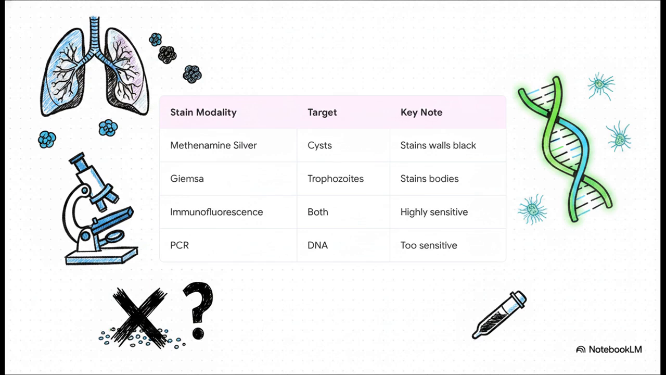Methenamine silver, or GMS, is brilliant for staining the cyst walls black, but it will not show you the trophozoites. If you want trophozoites, you need a Giemsa stain. Immunofluorescence is fantastic because it highlights both. But watch out for the PCR trap. PCR on BAL fluid is incredibly sensitive. Actually, it's a little too sensitive. It can't reliably distinguish between someone who's just colonized with the fungus versus someone with active, raging disease. So PCR is really only useful for ruling out PCP when it comes back negative.